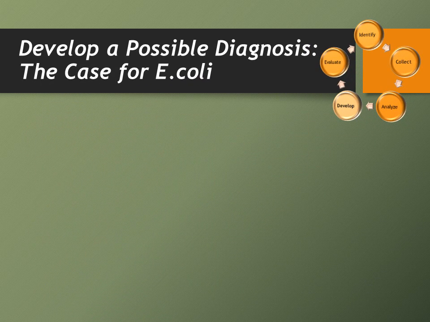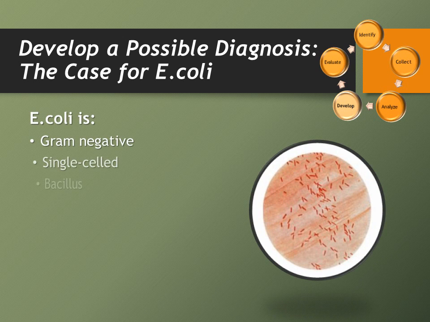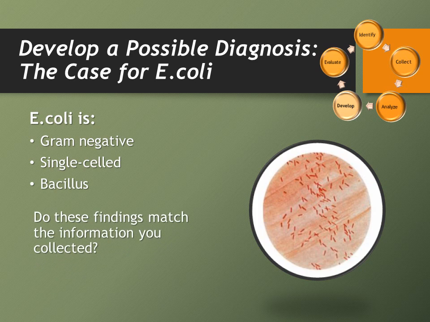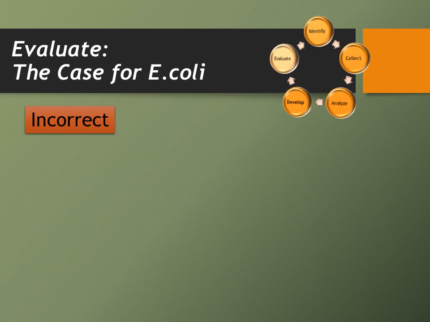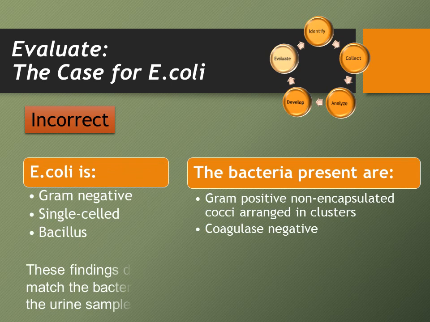The next step is to develop a possible diagnosis. In the Johns Hopkins Antibiotic Guide, you read some characteristics of E. coli. Do these findings match the information from the girl's urine sample? Incorrect. The characteristics of E. coli do not match up with the bacteria in the urine sample.